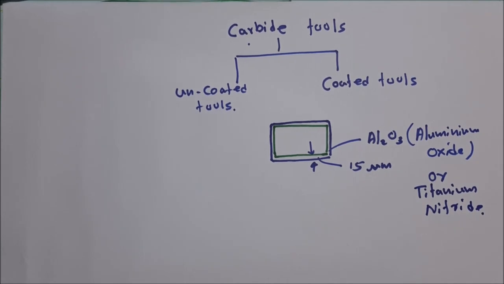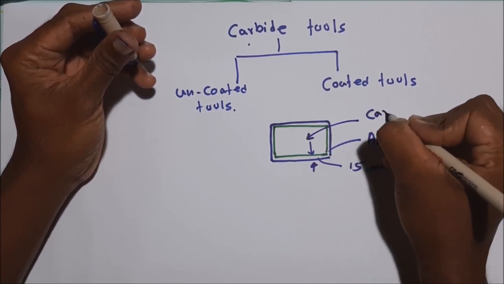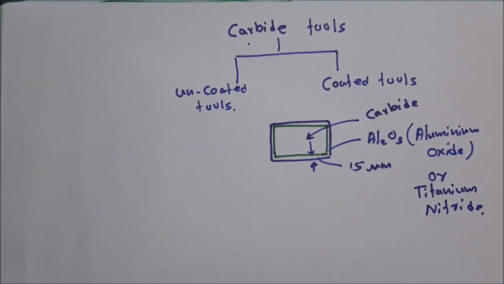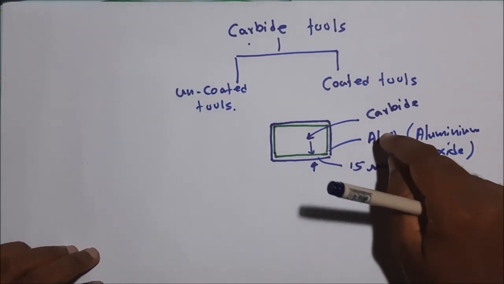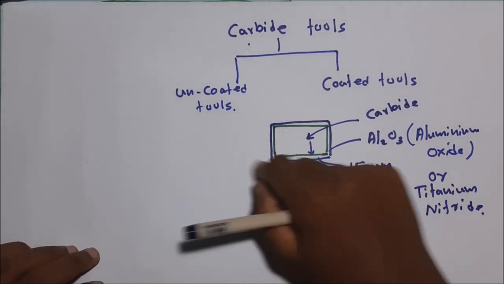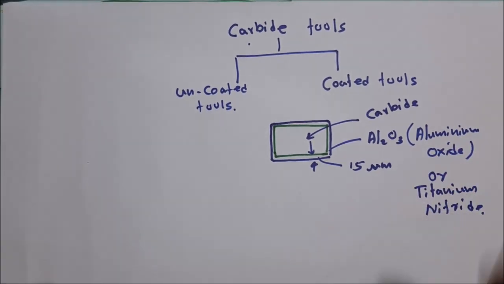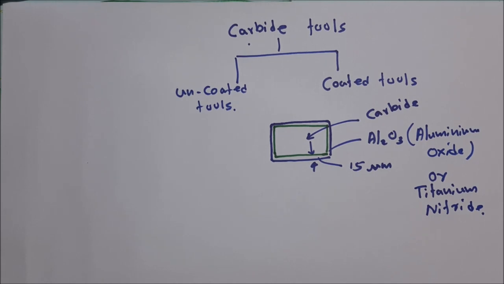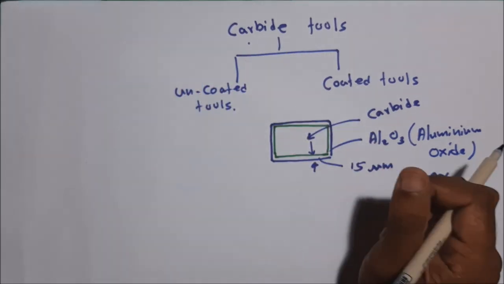This material is carbide, and it is coated using aluminium oxide or titanium nitride. These two are very hard materials, harder than the carbide. The aluminium oxide is a very hard material, and the titanium nitride is also a very hard material. When it is coated with these materials, what happens? Its tool life increases. Tool life increases 10 times compared to the uncoated types.